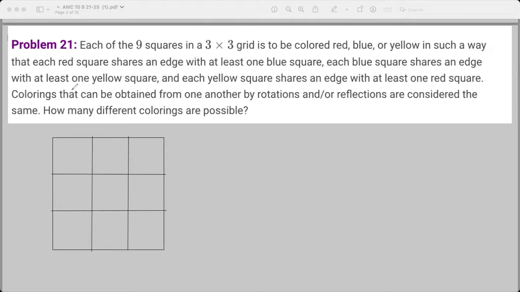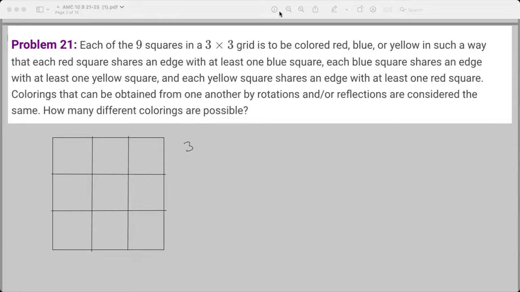So we're asked to find the number of different colorings, and if two colorings are rotations or reflections of each other, then they are actually the same. So how do we determine this? It looks like there's a lot of possibilities here, right? If we have 3 colors we can fill in 9 squares, that's 3 to the 9 total possibilities.